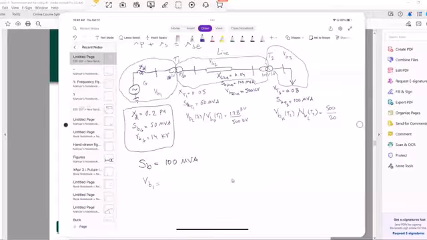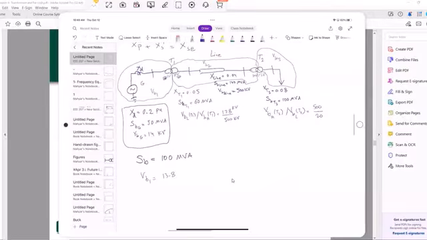So I choose V base 1. What do you want it to be? I think it makes sense to make it 13.8 kV. Yeah, you're right. So I'll choose it to be 13.8. Okay, so based on this, V base 2 doesn't need any calculations. It would be just equal to what? 500 kilovolts. And V base 3 would be just equal to what? 20 kilovolts. Yeah, you're right.